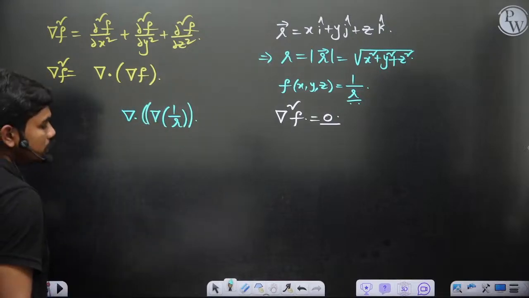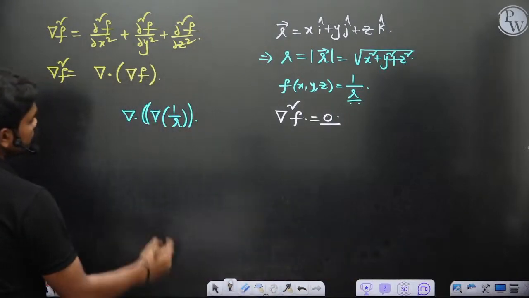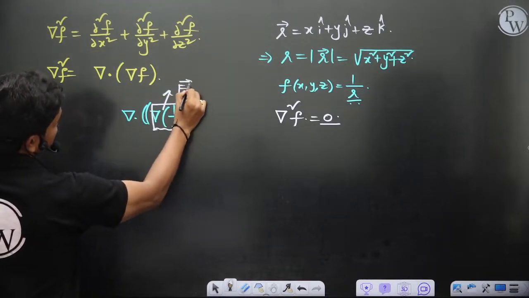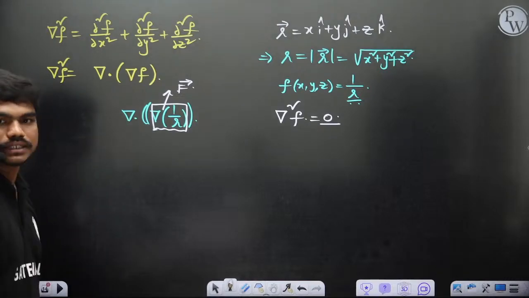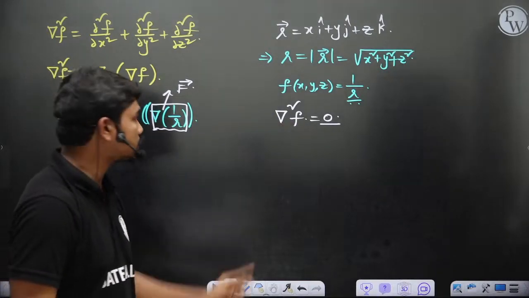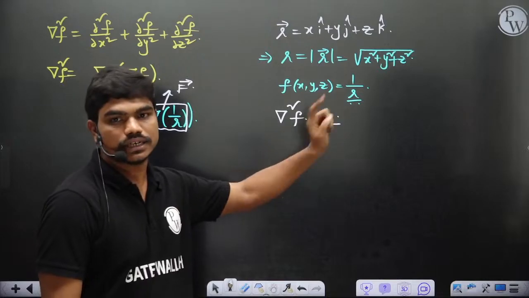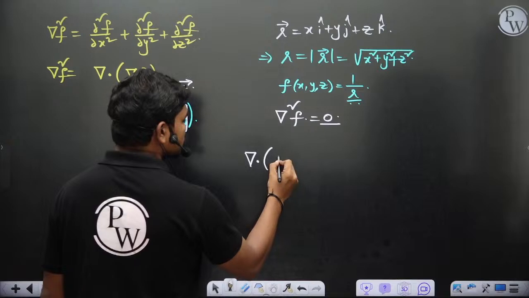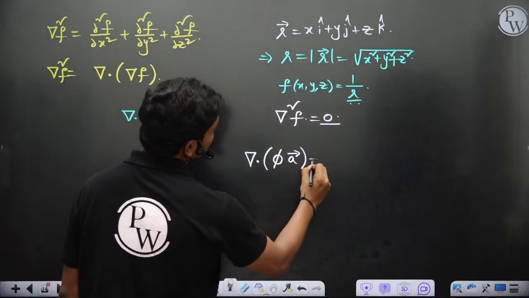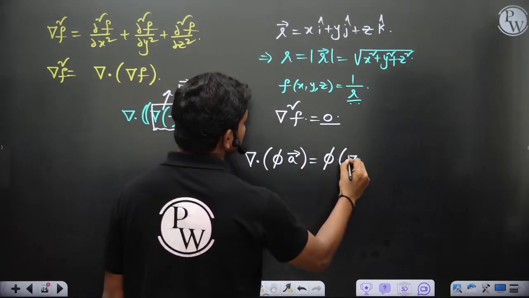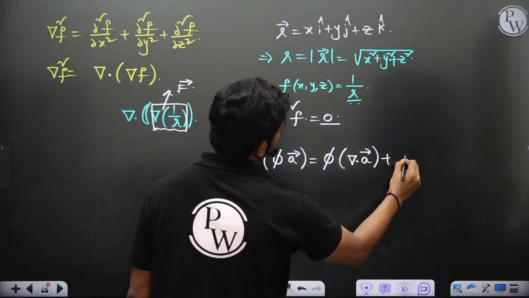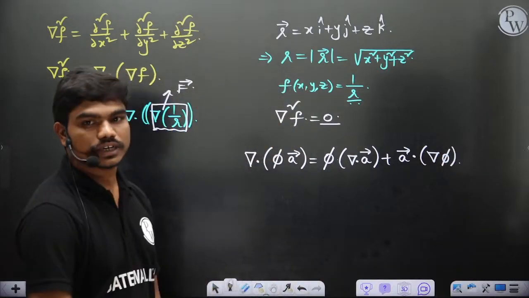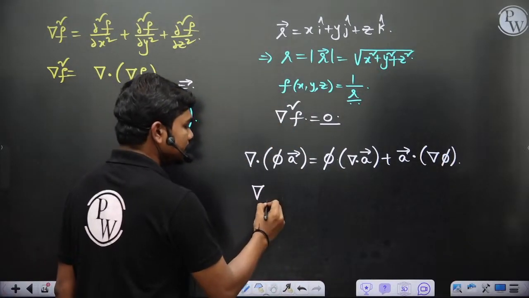Gradient of 1 by r gives a vector point function for which the curl is 0, and divergence of curl is 0. Using this property we can show that the total scalar product would be 0, okay. Or there is also one more property you can use: divergence of some function phi times a bar is phi times divergence of a plus a dot gradient of phi, okay.